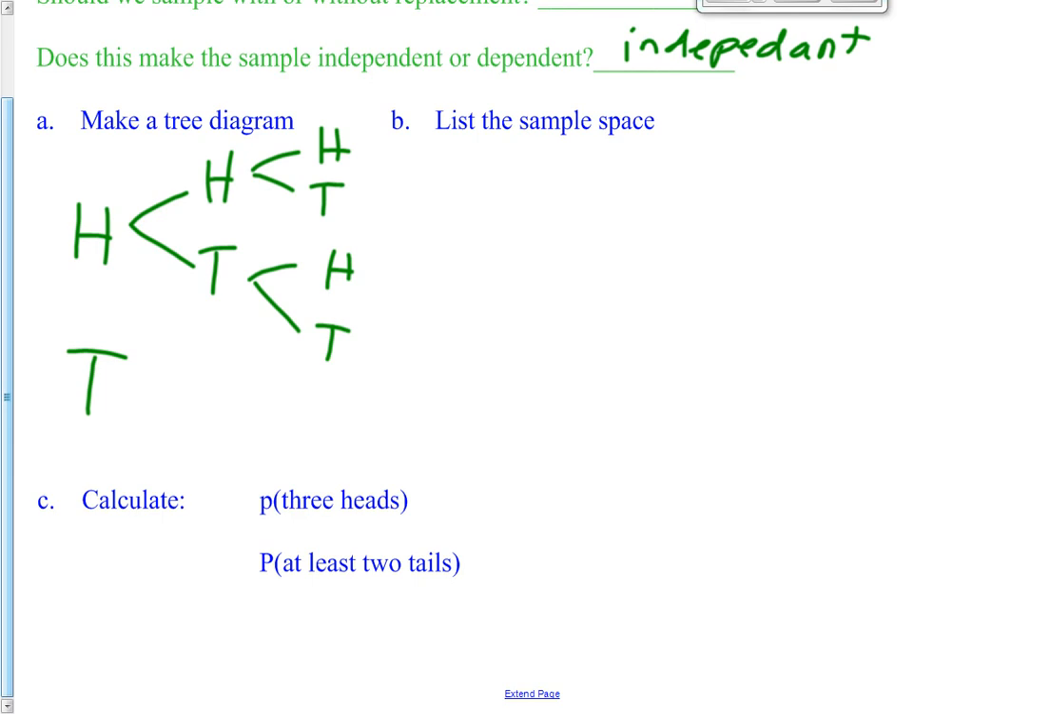So that's how we write that part of the tree diagram. We could do a tails first, and if a tails comes up first, it could be a head or a tail the second time, or the third time it could be heads or tails. So there's our tree diagram.